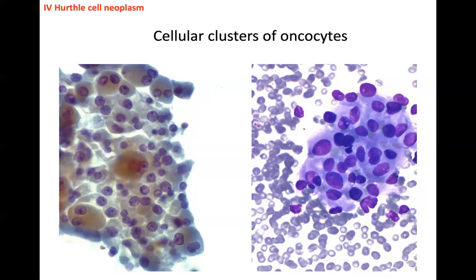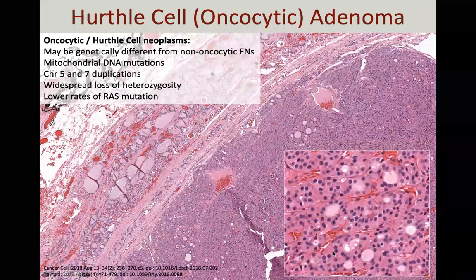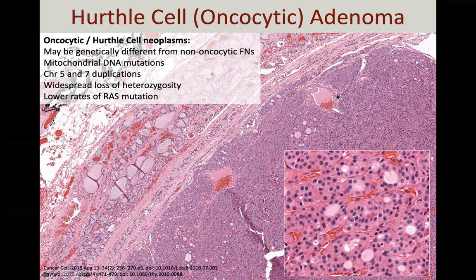The concept of interpreting Hürthle cell atypia is valid both on FNA and on histology, where we give a lot of leeway for nuclear change in oncocytic lesions because we know that oncocytes can do weird things, right? So here's an example of a Hürthle cell or an oncocytic adenoma. So those of you who said that, well done.